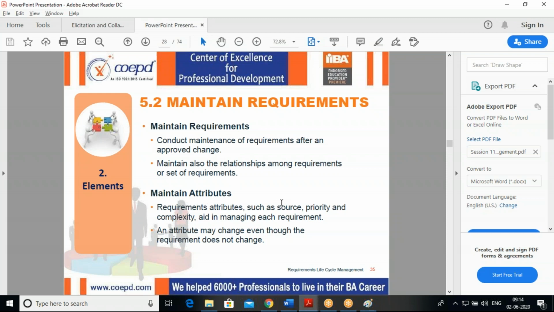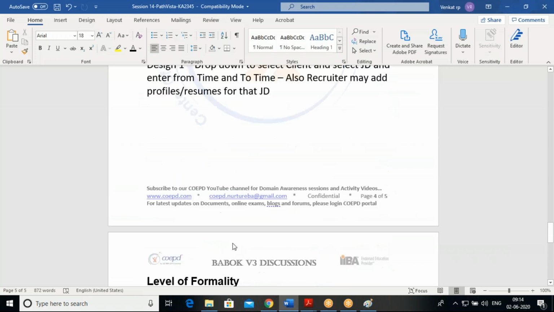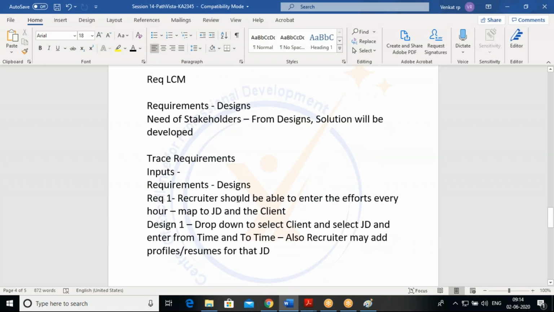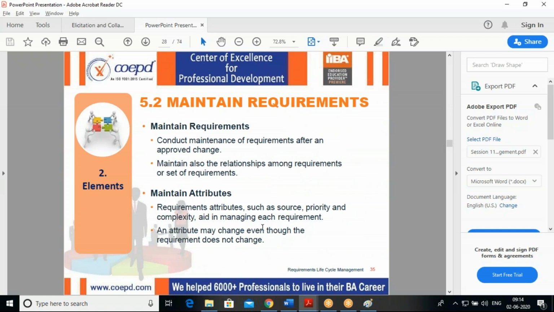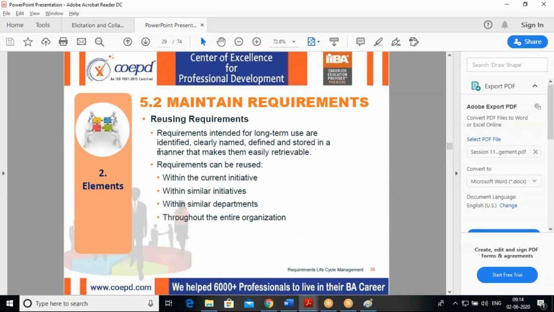And maintain the attributes of the requirements. For each requirement, we have to understand the source, priority, complexity. Like for each, I gave you one requirement. For this requirement, you have to come up with the attributes of these requirements, right? And then we have to identify the reusable requirements.